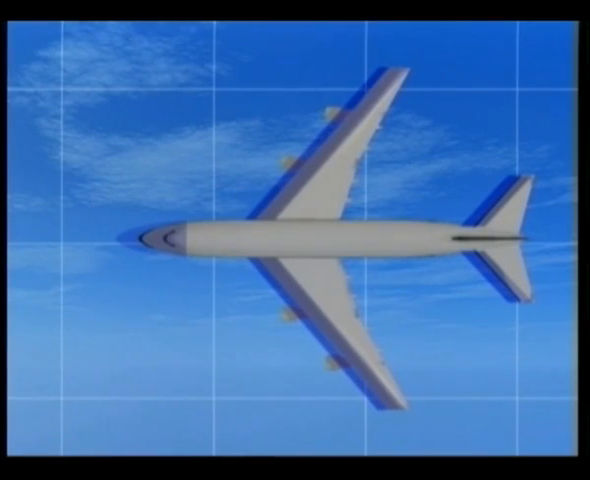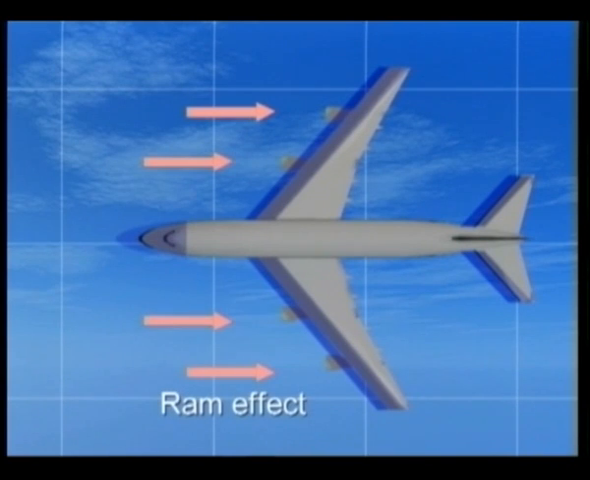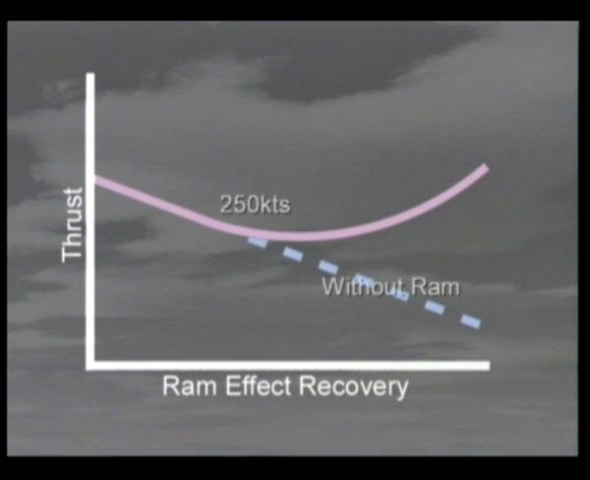Returning to the matter of ram effect, which is simply the natural compression of air flowing into the engine as it flies through the atmosphere. Up to about 250 knots, thrust falls steadily, as we would expect from the decreasing acceleration given to the air. Above this speed, however, the ram effect is sufficient not only to halt the fall, but to reverse the trend, until at 500 knots the static value has been regained.